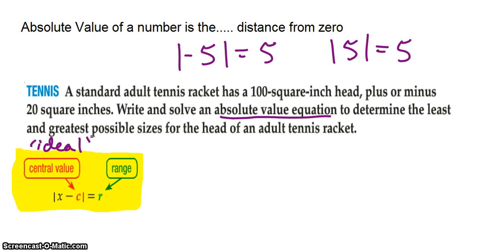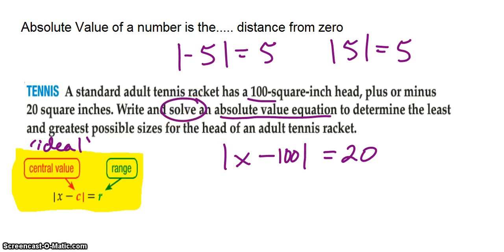So in this one's case, we have our absolute value bars, x minus something. So our central value, or our ideal, is that 100. So I'm going to put x minus 100. In our range, we can go up or down 20 square inches.